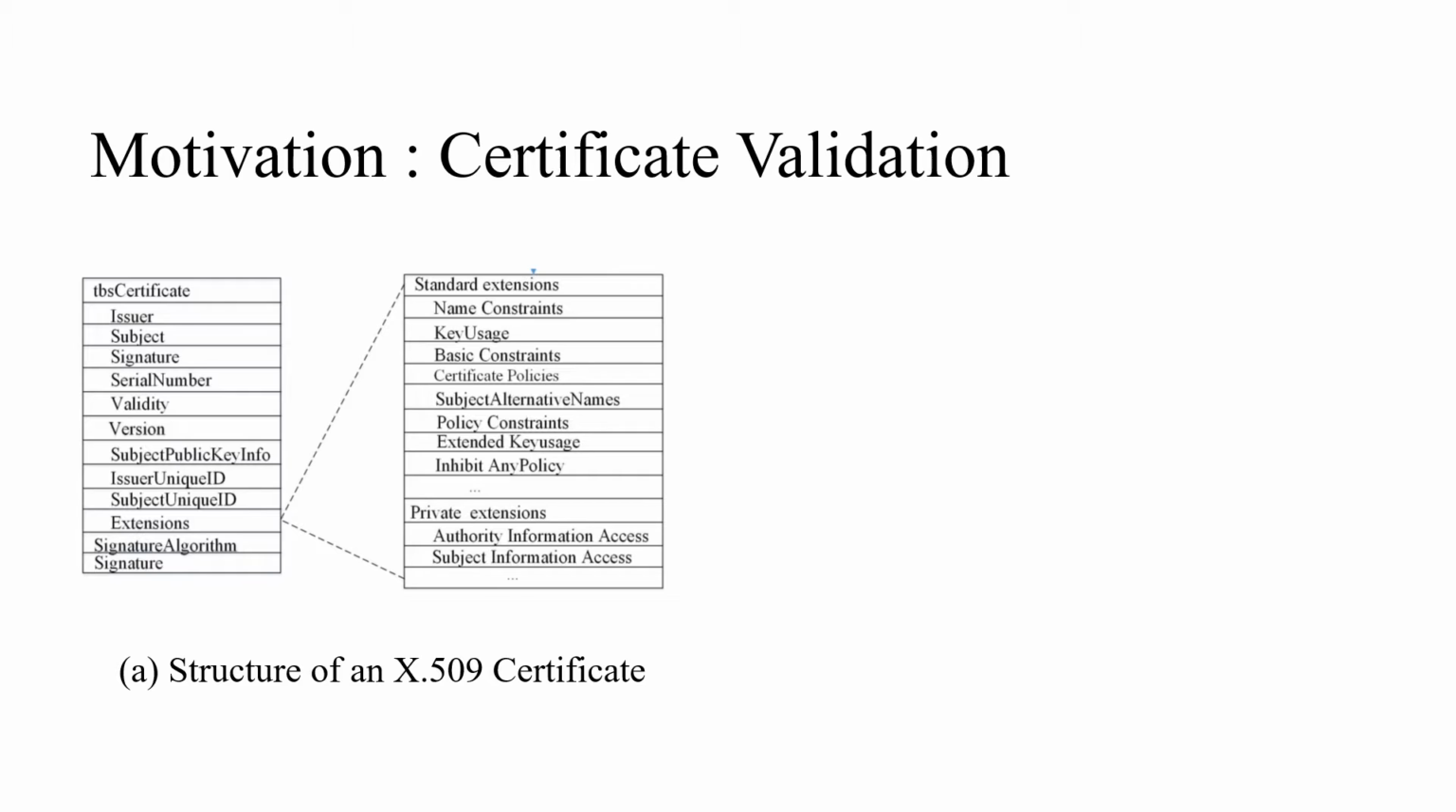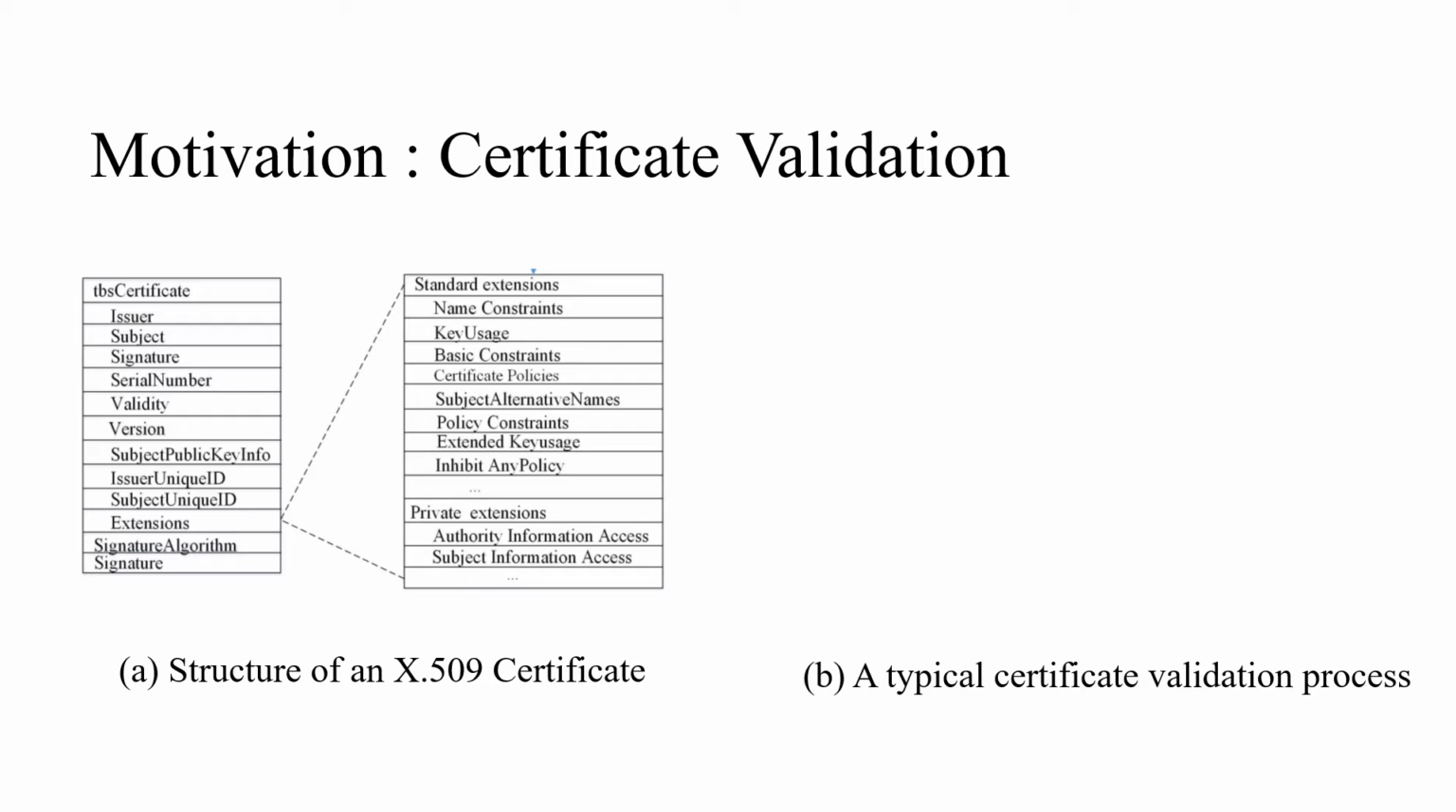Firstly, let me introduce our motivation. Certificate validation checks an X.509 certificate to determine whether its subject and the public key it contains are trustworthy. An X.509 certificate is a signed data structure that binds the public key to a person, computer, or organization, like the left figure shows, containing a TBS certificate, a signature algorithm, and a signature.